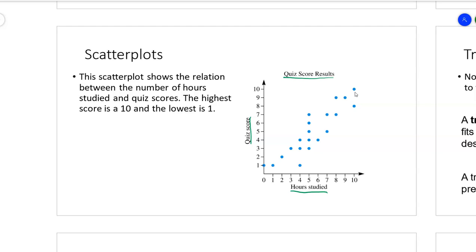Is it universal? Like, is it guaranteed that the more hours you study, the higher your quiz score is? No, because look at these 5 people that all studied 5 hours. They all got 5 different scores on the quiz. Right? Here's somebody that studied 3 hours and got a 3 out of 10. This person studied 4 hours and only got a 1 out of 10. So it's not perfect. It's not guaranteed that it'll always work like that, but that is the trend.